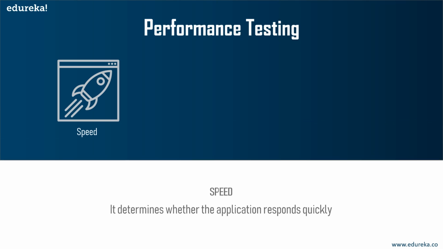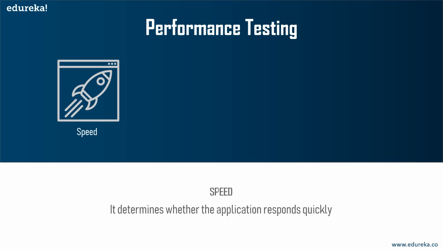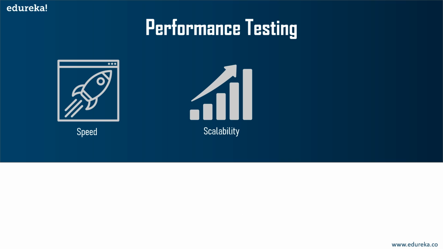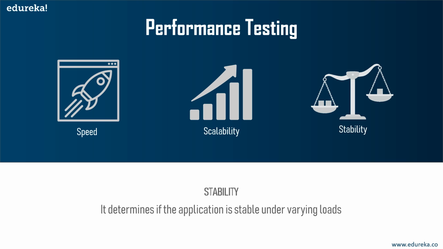The focus of performance testing is checking a software program's speed, which basically determines whether the application responds quickly. Also, it checks the scalability. It determines the maximum user load the software application can handle. And finally, it checks the stability, which determines if the application is stable under varying loads. Performance testing will determine whether the software meets speed, scalability, and stability requirements under expected workloads. Applications sent to market with poor performance metrics due to non-existent or poor performance testing are likely to gain a bad reputation and fail to meet expected sales goals.